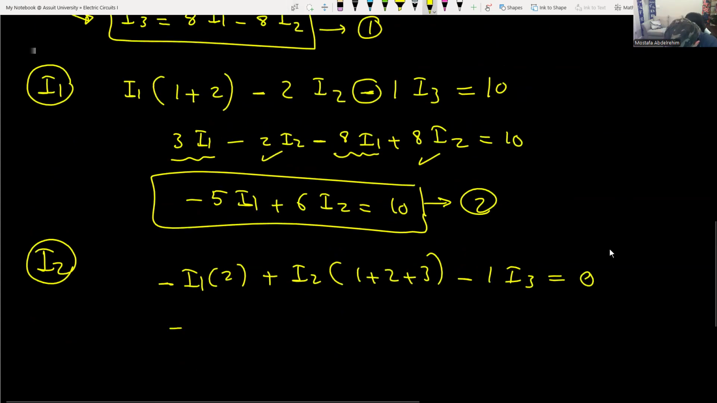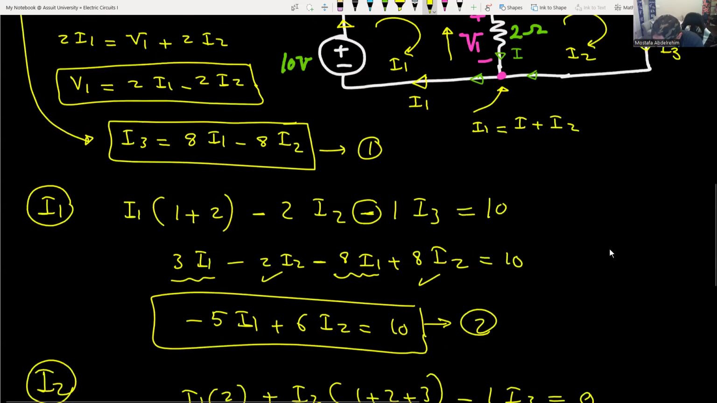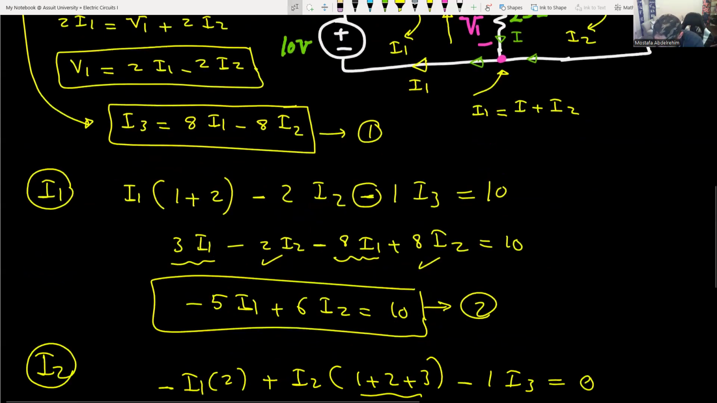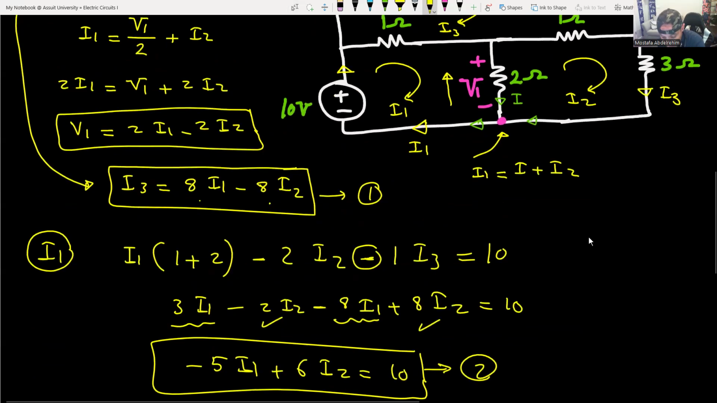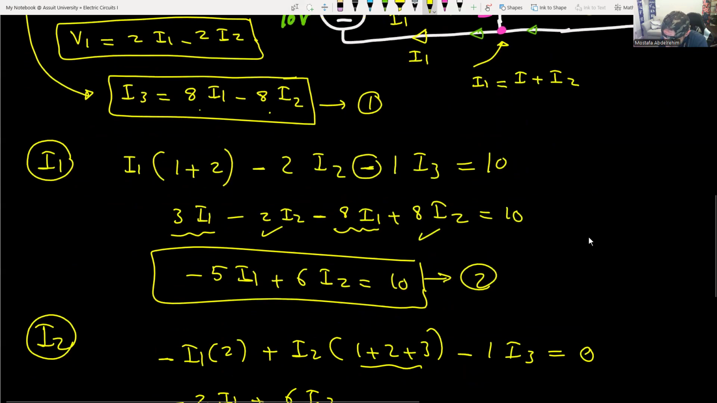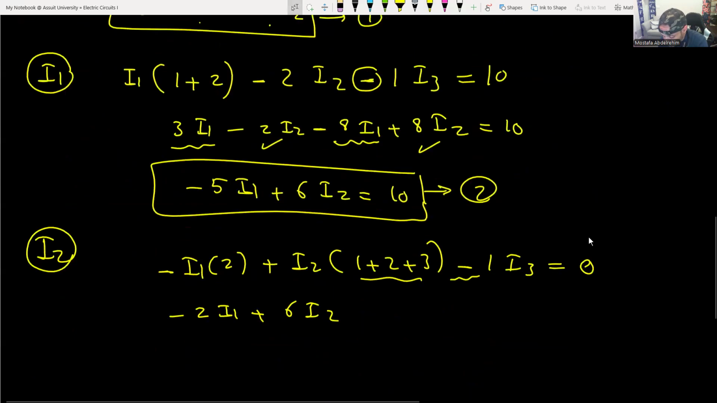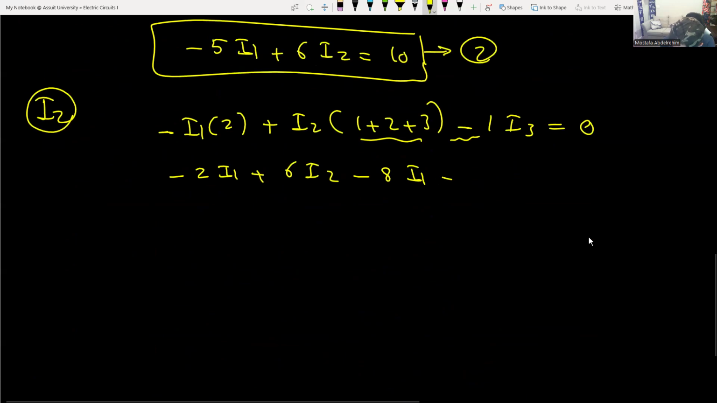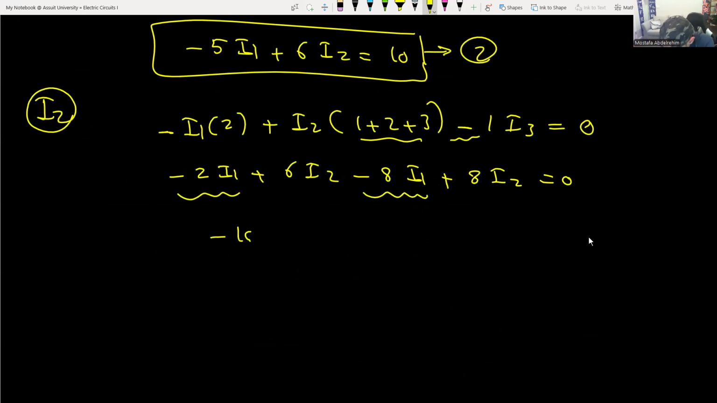Again, simplify it. So minus 2 I1 plus 6 I2. And let's remove I3. Of course, 1 I3 is just I3. So let's remove I3 and put its value, which is 8 I1 minus 8 I2. Remember, there is a minus here. So it will be minus 8 I1 plus 8 I2, equal to 0. So we have minus 2 I1 and minus 8 I1. This is minus 10 I1. We have 6 I2 plus 8 I2. This is 14 I2 equal to 0. Good.